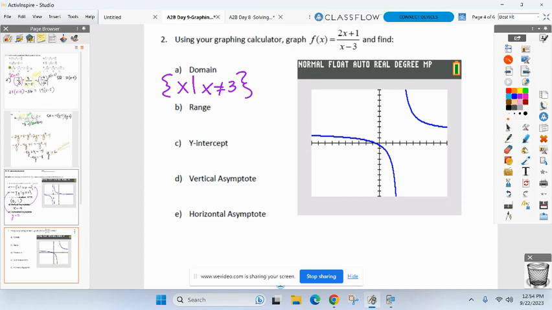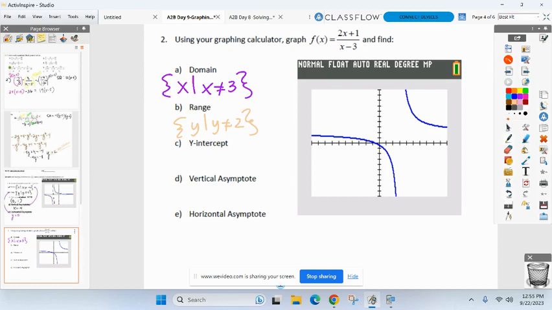Range isn't 0 anymore because take a look. It hits it right there. But there is another spot on the y-axis where I do not see any graph to the right or left. 2. Everyone see 2? So y such that y cannot equal 2. Good job.